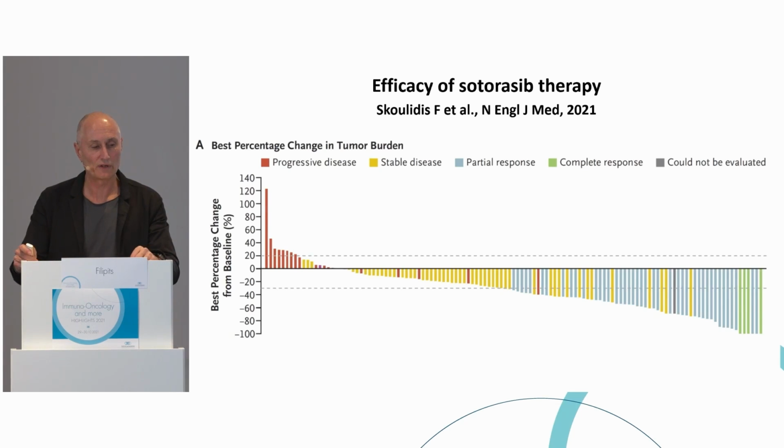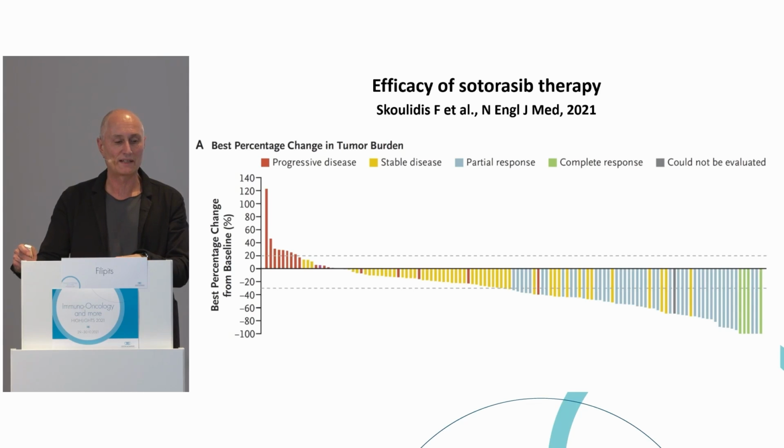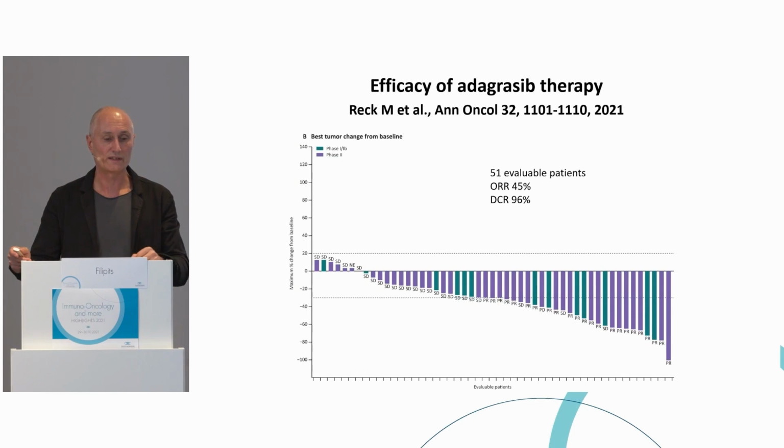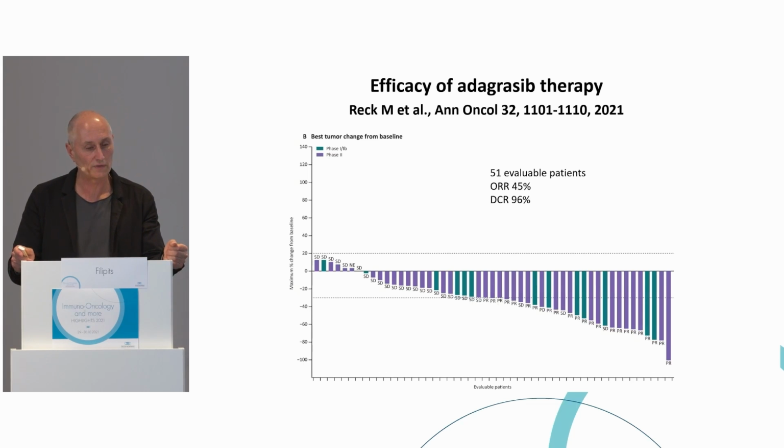So this is the waterfall plot. Again, what you can see here is that there are many stable diseases, some partial responses, and just a few complete responses. Just for comparison, this is the waterfall plot of adagrasib, the other compound. Unfortunately, we have only the response data available. We have no data for PFS so far. But in these 51 evaluable patients, the objective response rate was 45% and disease control rate 96%, so a little bit better than with sotorasib, but comparable.